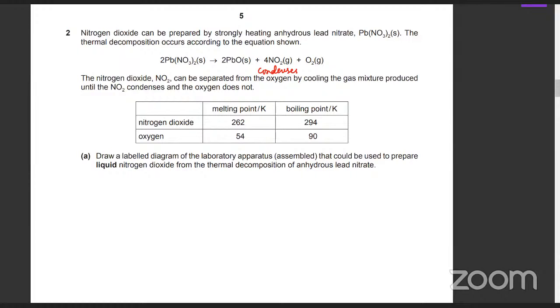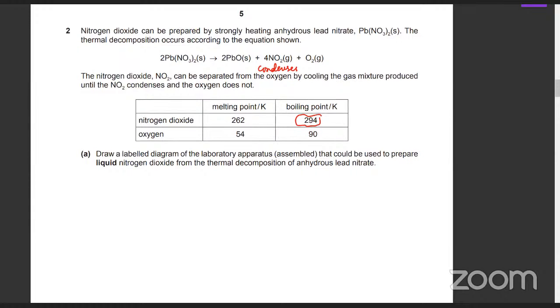It's got a boiling point of 294 kelvins. 294 kelvins in centigrade, that's how much? That's 21 degrees centigrade. Can somebody just confirm that's 21 degrees centigrade, right? Yes, okay. So all you have to do is lower the temperature below 21.